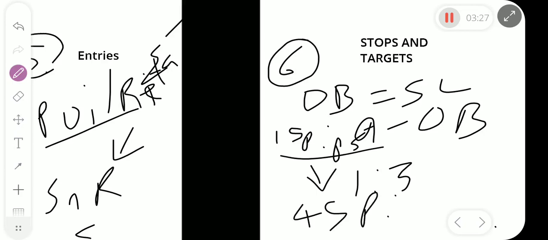Okay, you can start here as a beginner. You can start here, and 1:3 can pay you a lot of money, and with the right lot size you can make a lot of money. Don't forget, guys, if you're risking 15 pips, you can do fixed stops and targets. 1:3, you risk 15 pips in order to gain 45 pips.